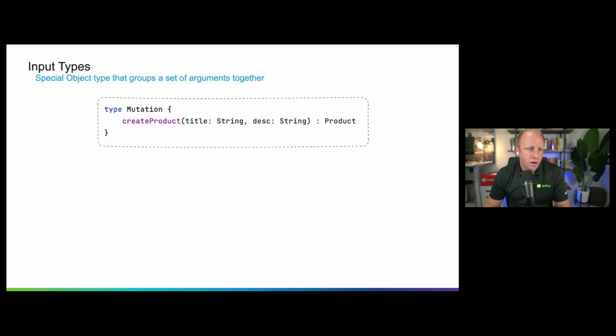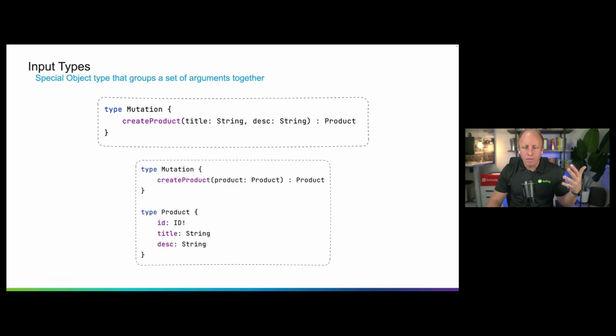So those are variables. There's input types. And this is a way to kind of group a set of arguments together. So I talked about mutations as a special operation type before. Imagine a scenario where you want to create a new product. It takes in a title, which is a string, and it takes in a description and returns a product. This is great, but what happens when you really start to grow the number of arguments, right? So you might think, well, instead of taking in every single argument, I'm just going to take in a product because I already have an object type called a product.